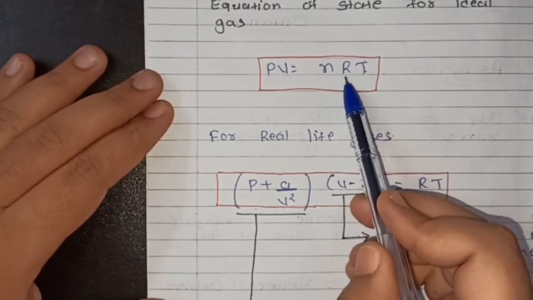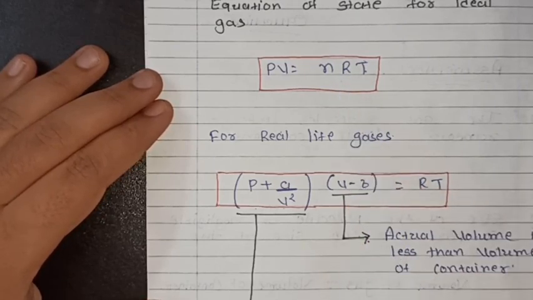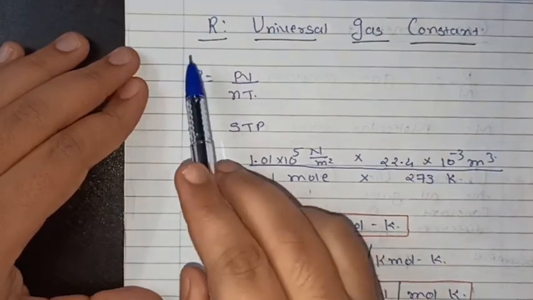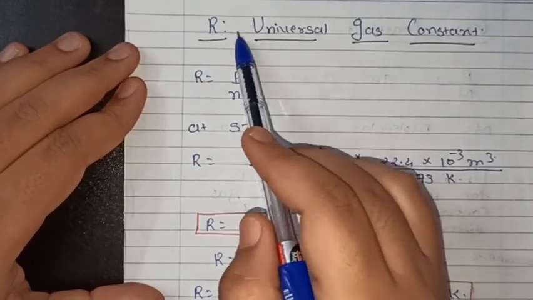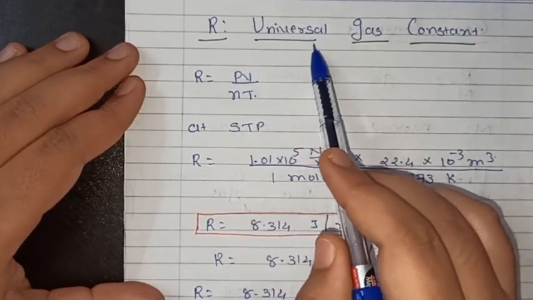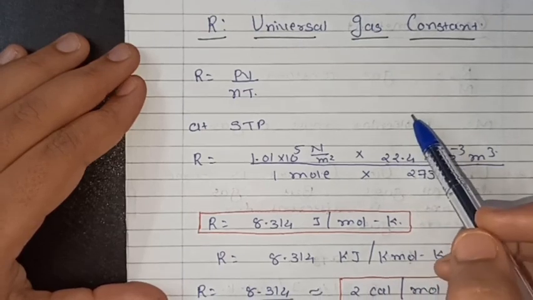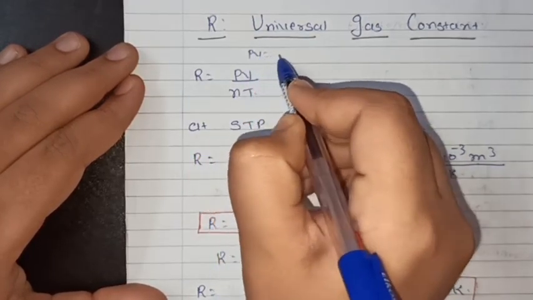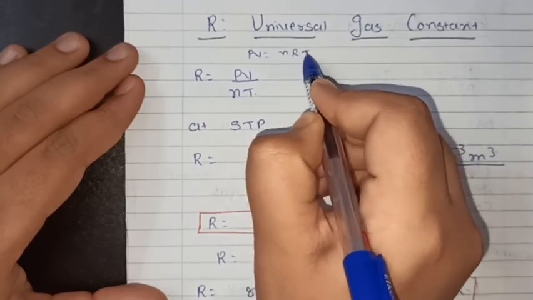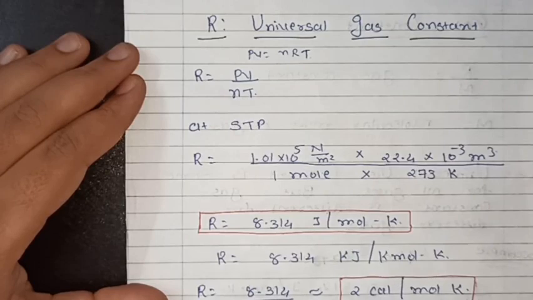Now we will have a thorough discussion on this universal gas constant R. R is called universal gas constant. Focus on the term universal. That means its value is same for all the gases. From the equation PV equals nRT, we can write R equals PV upon nT.